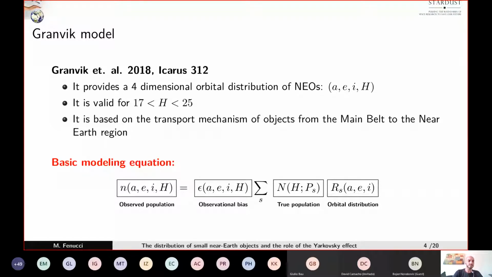And then we have the orbital distributions. These orbital distributions describe where objects coming from a specific source region are more likely to be present in the space of semi-major axis, eccentricity and inclination, and they are computed by integrating a lot of test particles. So these are a fundamental piece of the model, and for this reason I want to talk briefly about this transport mechanism.